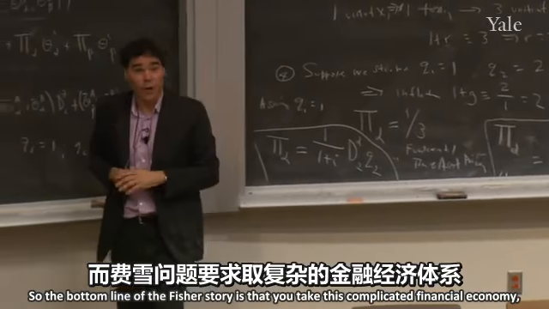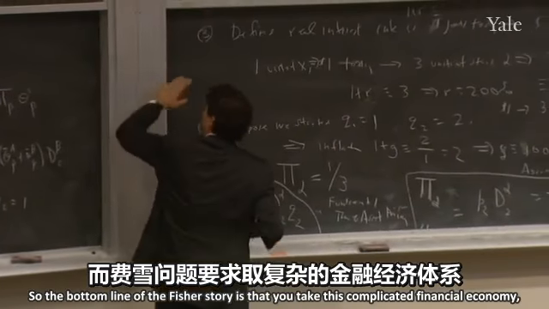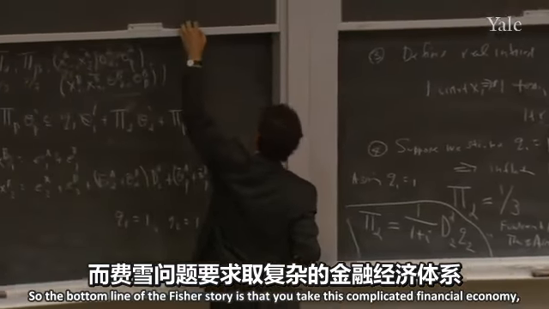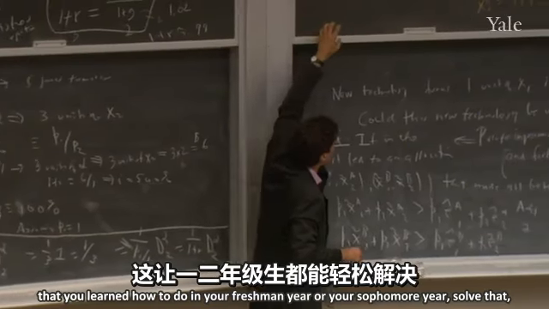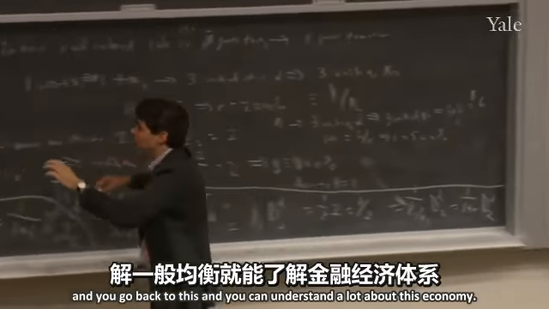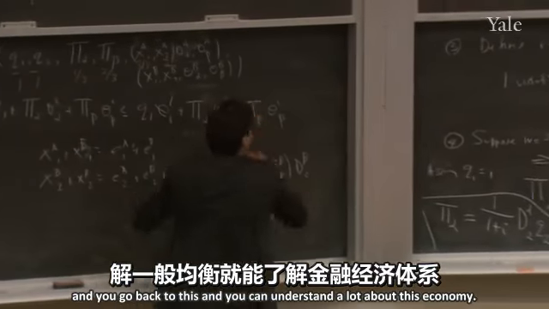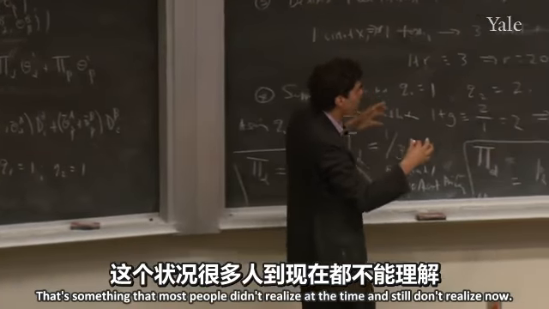But anyway, okay, so the bottom line of the Fisher story is that you take this complicated financial economy, you reduce it to something very simple that you learned how to do in your freshman year or your sophomore year, solve that, and you go back to this and you can understand a lot about this economy. That's something that most people didn't realize at the time and still don't realize now.